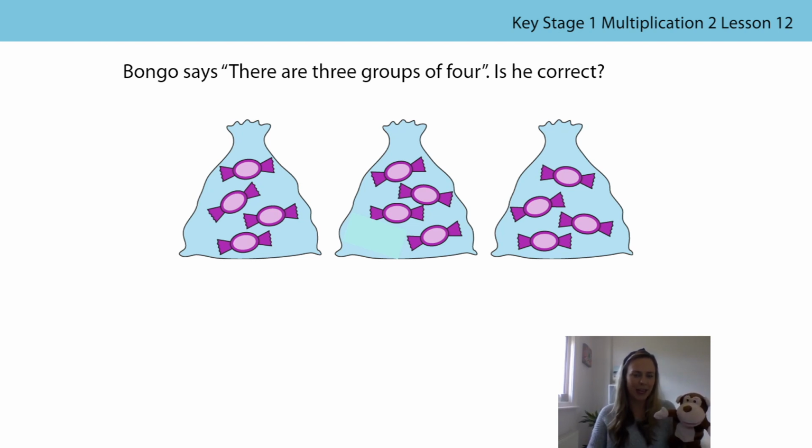Have you written your multiplication expression? We have. We've got 3 times 4. What does each number in our multiplication expression represent? The 3 represents the number of groups and the 4 represents the number of sweets in each group. Thank you for helping Bongo to share his sweets out equally. His friends will be really happy now, won't they?